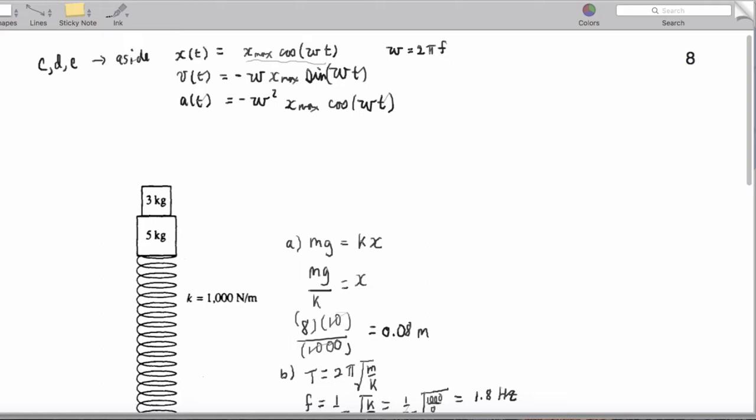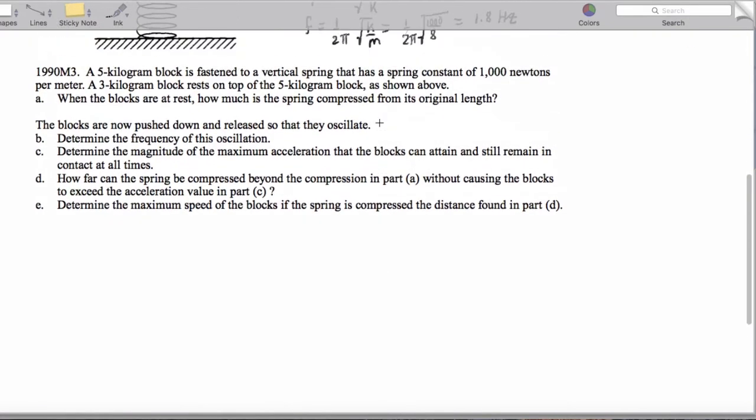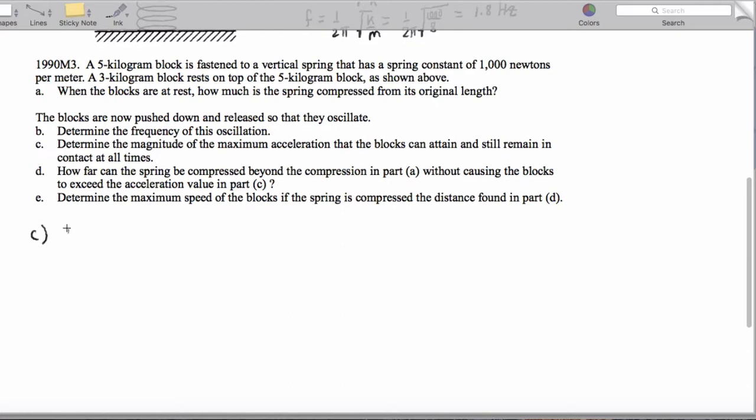So with that in mind, notice the biggest value cosine can have is 1. So what that means is the maximum acceleration we can have is omega squared times x max, because if you multiply that by 1, that's just the biggest value you can get, since cosine doesn't get bigger than 1. Okay, let's use this information in part C. So a max is going to be equal to omega squared times this x max.